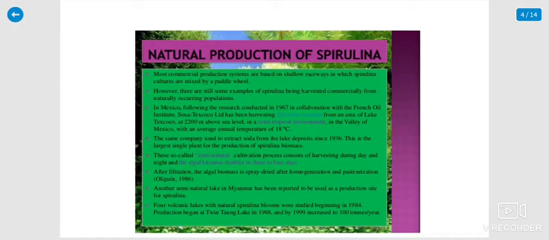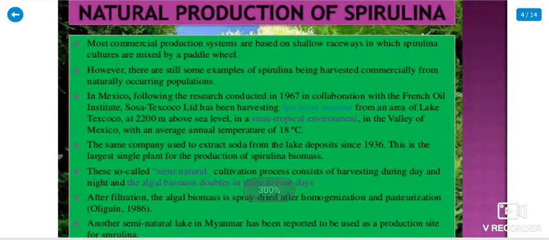Now the natural production of spirulina. Most commercial production systems are based on shallow raceways in which spirulina cultures are mixed by a paddle wheel. However, there are still some examples of spirulina being harvested commercially from naturally occurring populations.